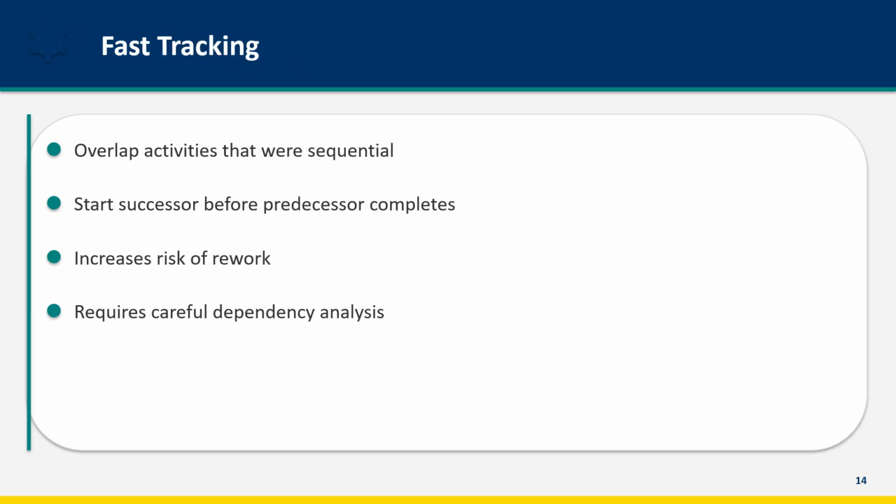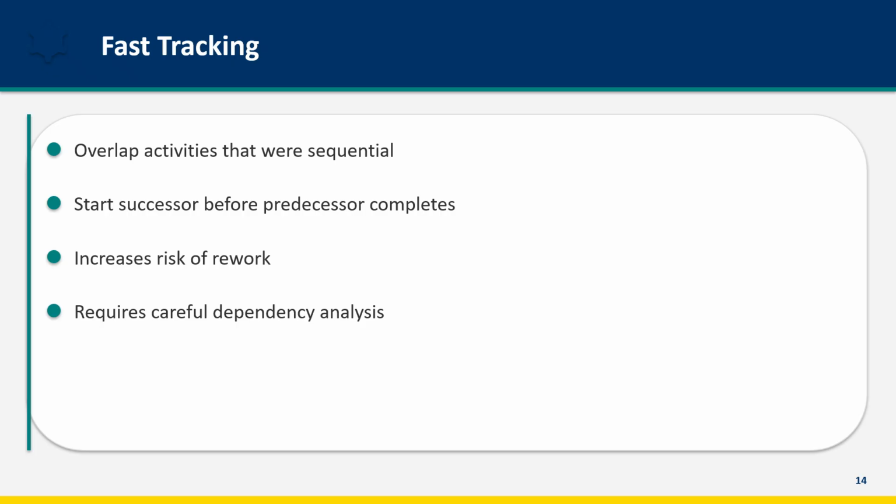Fast tracking is another technique for shortening the schedule. Instead of adding resources, you overlap activities that were planned sequentially. You start the successor activity before the predecessor is fully complete. For example, beginning development based on preliminary designs rather than waiting for final designs.